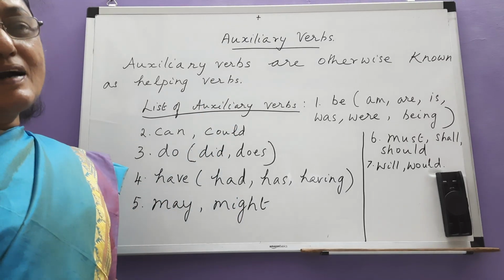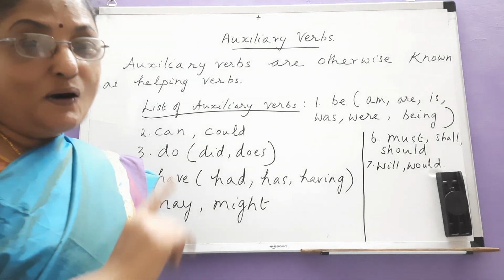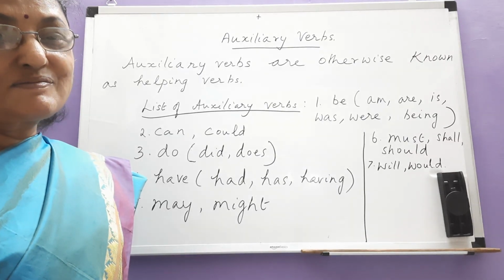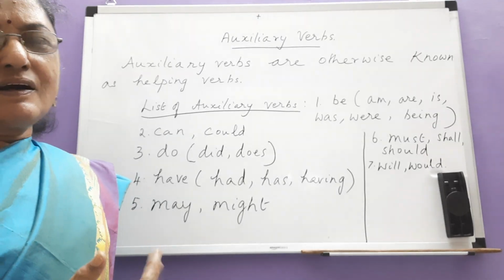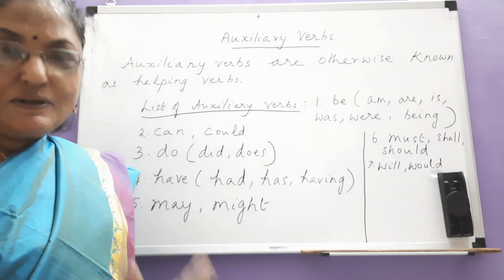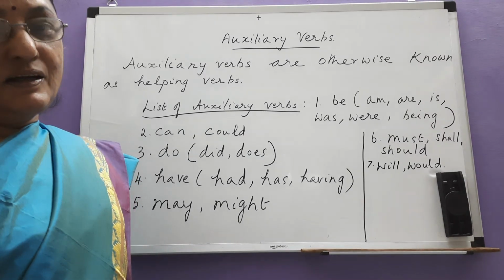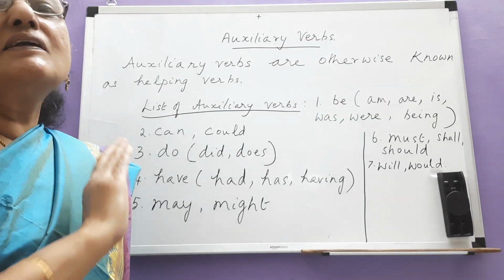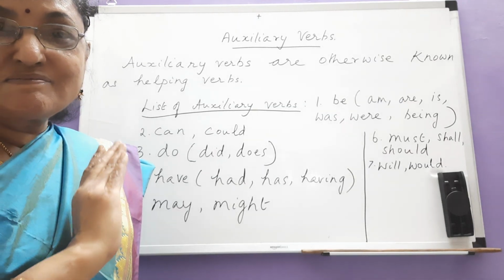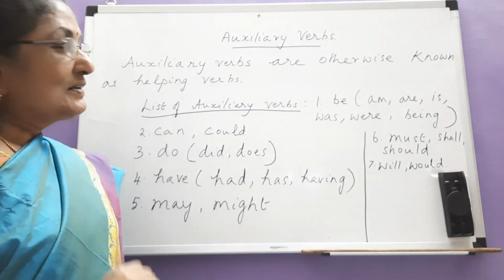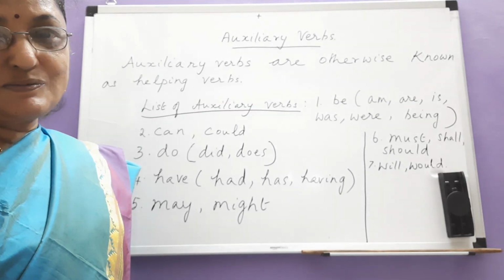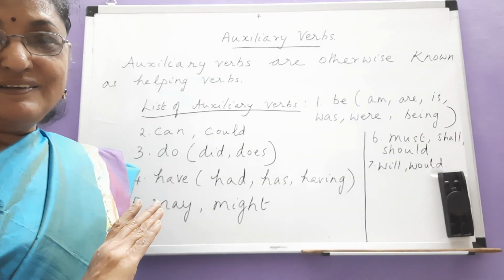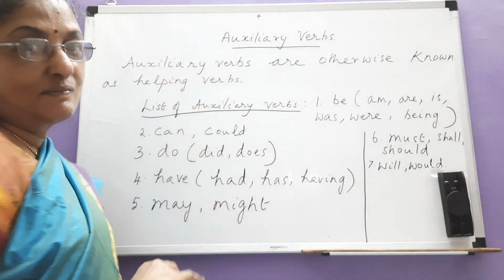Today I am going to deal with the topic auxiliary verbs. What do you mean by auxiliary verbs? Auxiliary verbs are nothing but helping verbs. They are otherwise known as helping verbs. Without the auxiliary verb, your present continuous tense cannot be used. Similarly, past continuous tense also. Present continuous and past continuous can never be used without the auxiliary verbs.